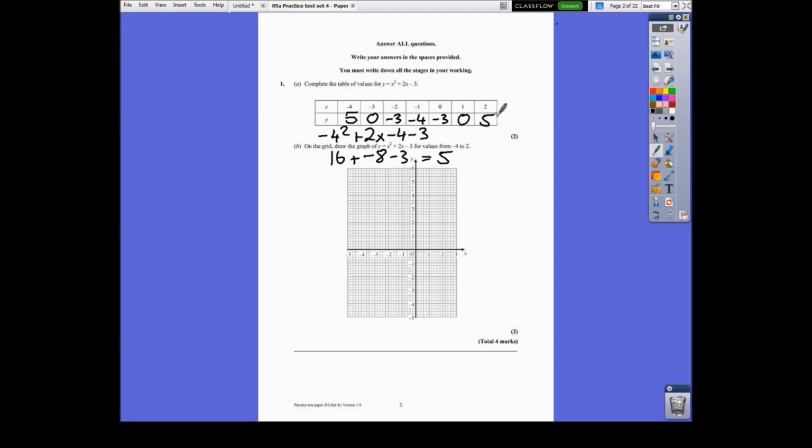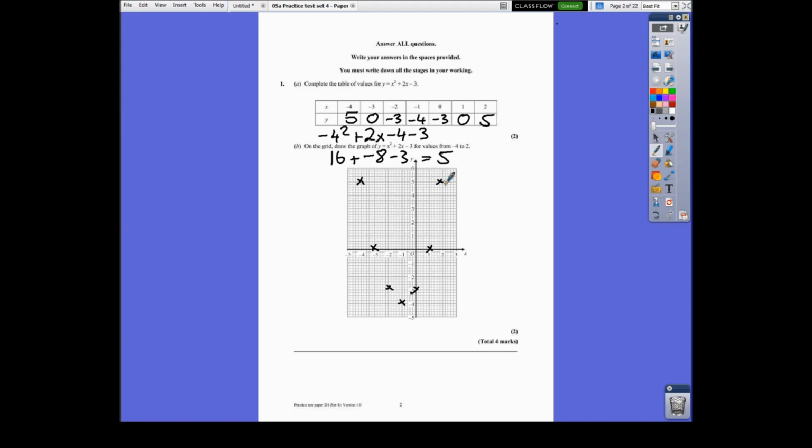Next we need to plot these on the graph below. So at minus 4, 5, we need to plot a point. At minus 3, 0. At minus 2, minus 3. At minus 1, minus 4. 0, minus 3. 1, 0. And 2, 5. You can see we've got that parabola shape, so we know we are correct.